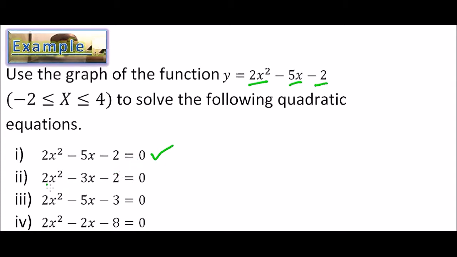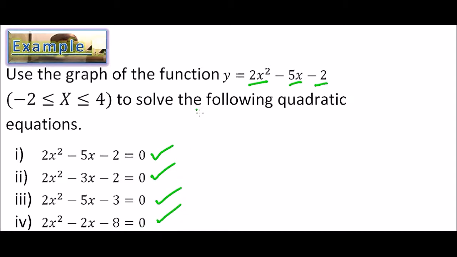The second one, 2x squared minus 3x minus 2 is equal to 0. The third one, 2x squared minus 5x minus 3. And finally, 2x squared minus 2x minus 8.